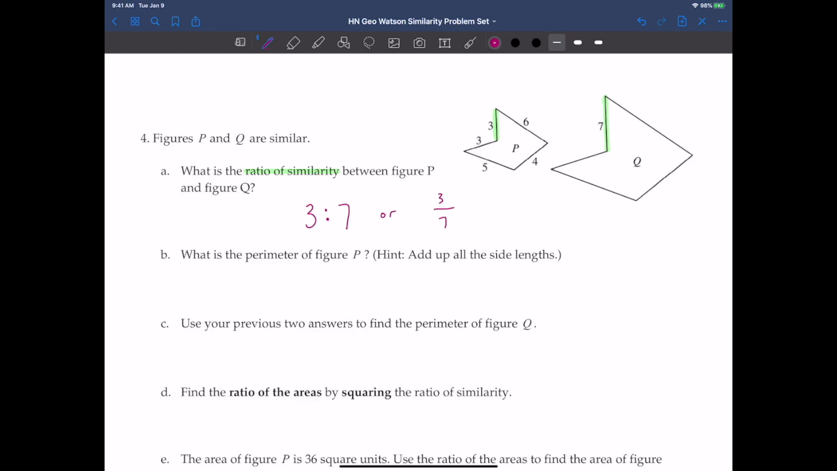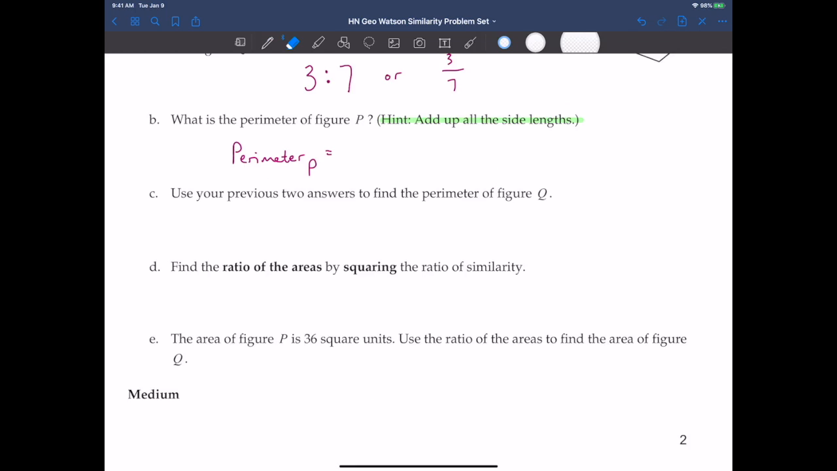So now, to find the perimeter of figure P, all we want to do is add up the side lengths. Say perimeter P equals, and write out what you get when you add up these side lengths. In part C, it tells us to use your previous two answers to find the perimeter of figure Q.